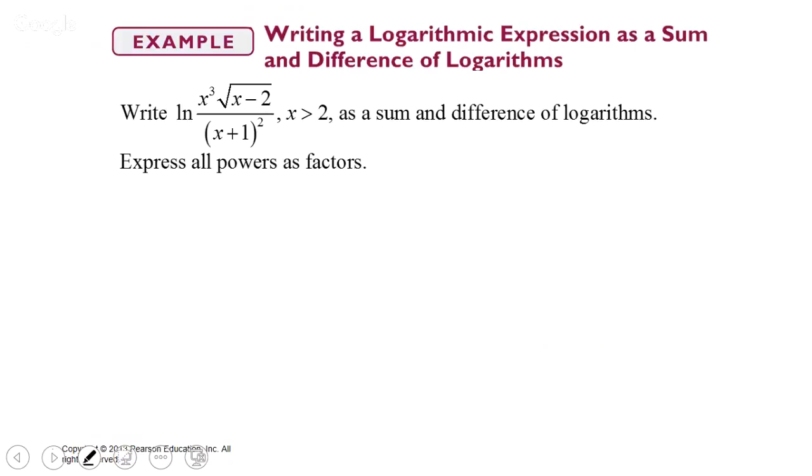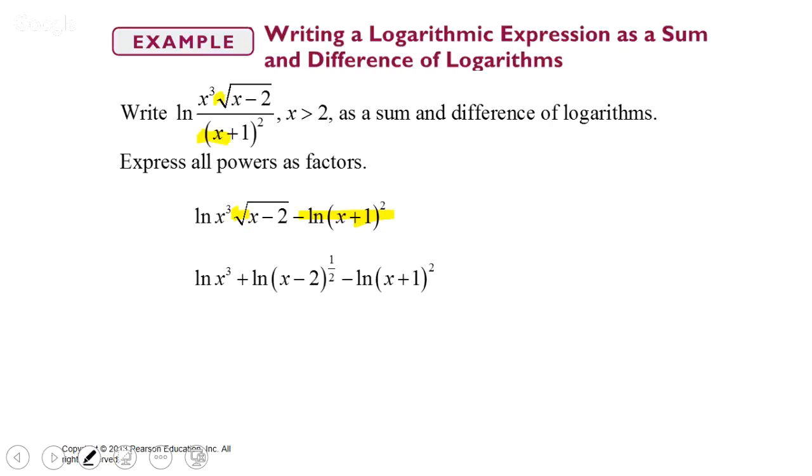Now here's a combination. I see some multiplication on top. I have some division on the bottom. So I got a little bit of both going on. So let's first, we have division. So that means I subtract that x plus 1 quantity squared. But then I also have multiplication. So that means I can expand that and make that plus. And then remember I have that root, and I changed the root to the 1/2 power.